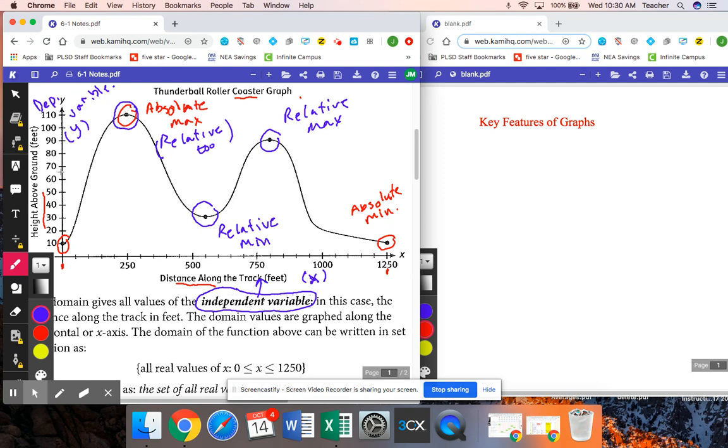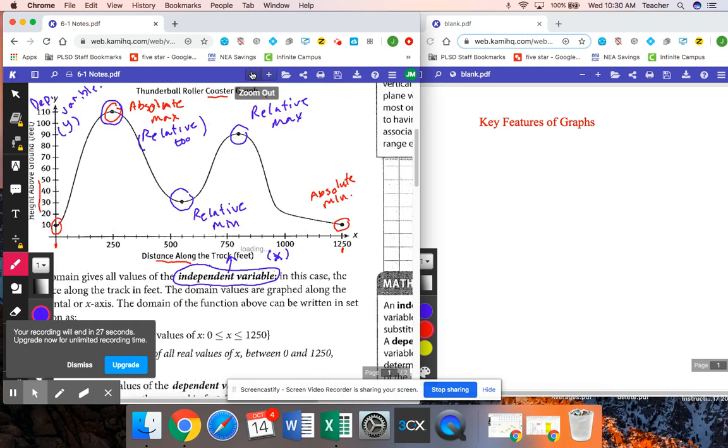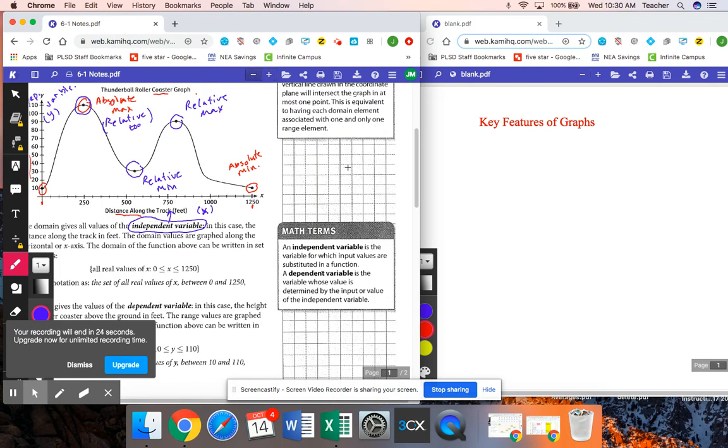Now, in addition to that, we could talk about, like I said, the domain and the range. Let me scroll up a little bit. Let me make it a little smaller and maybe write right over here. The domain and the range. I'm going to do it quickly because I see the time. The domain goes from 0 to 1250, and they are both included. And the range goes from 10 up to 110, 10 to 110 inclusive.